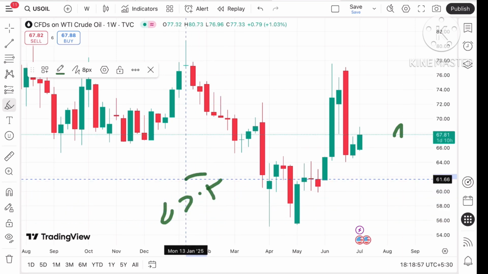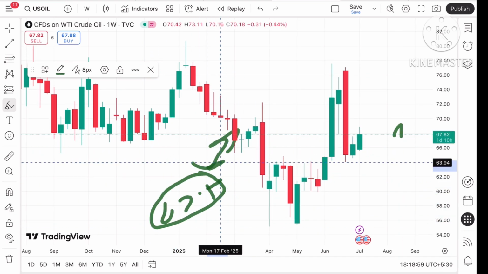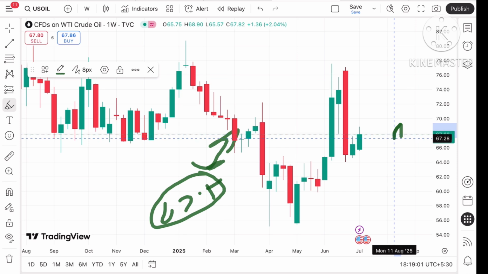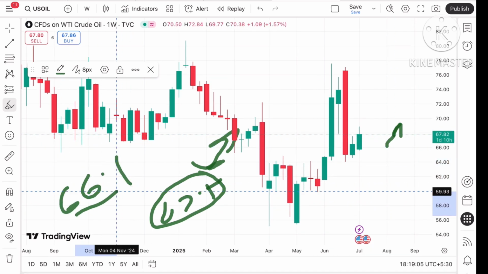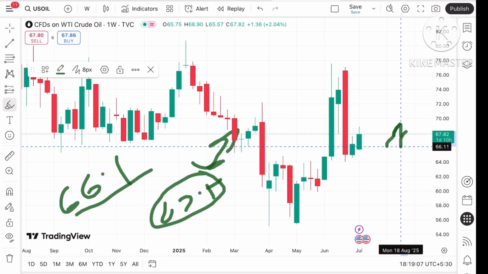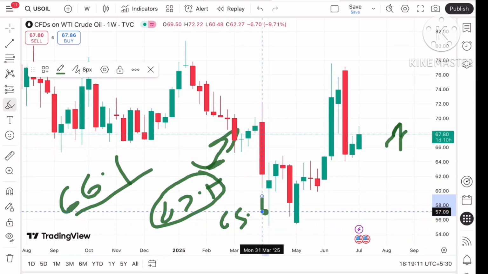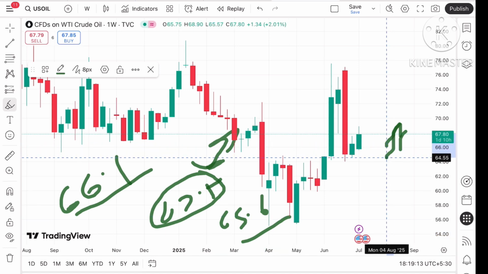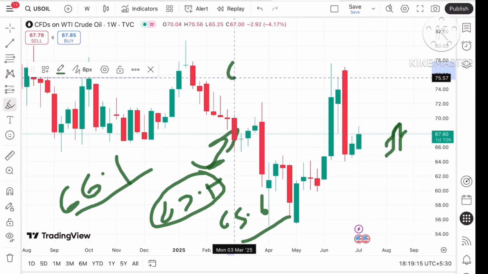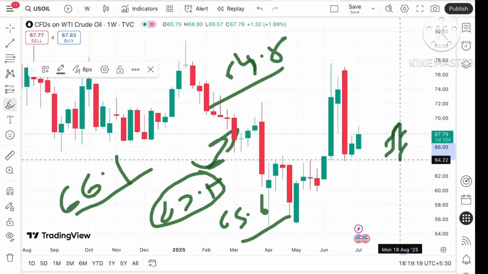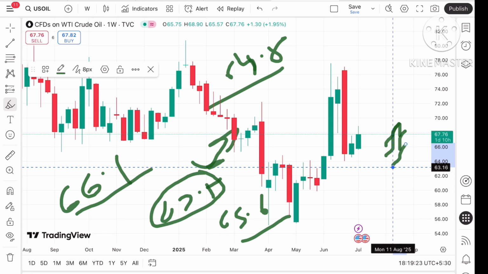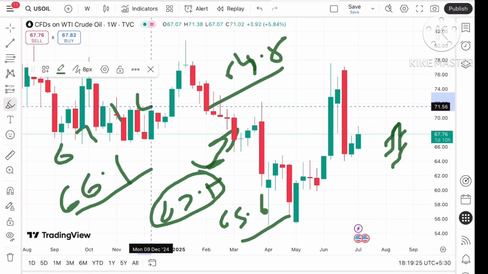support of 67.5. From there a bounce back can come, but if that doesn't sustain, we can see the price can fall further down and it can touch a level of $66.1. Okay, and once the price falls below 66.1, probability of touching 65.6 is there, and from there a further fall can be seen towards a level of $64.8. Okay, and once the price falls below 64.8, chances of touching $64.1, and from there a level of 63.16.